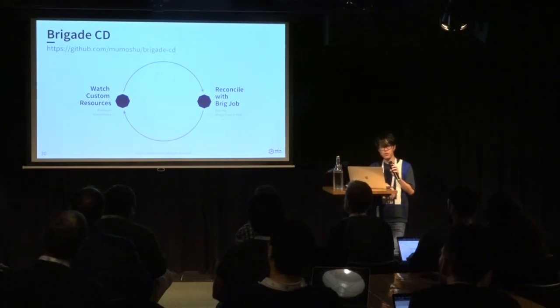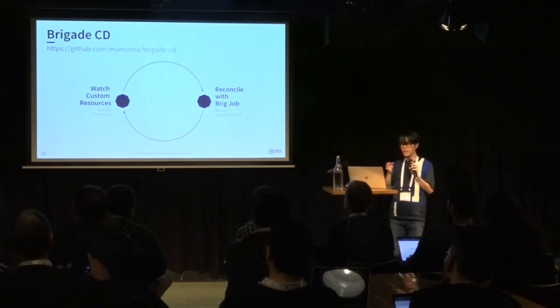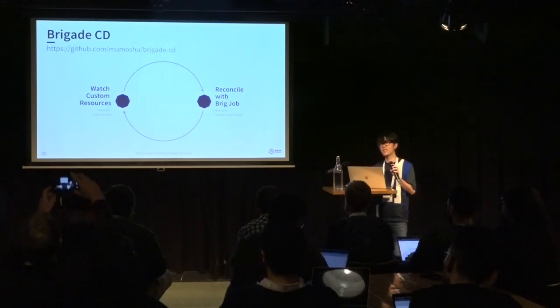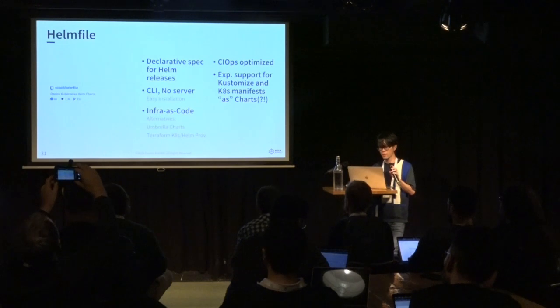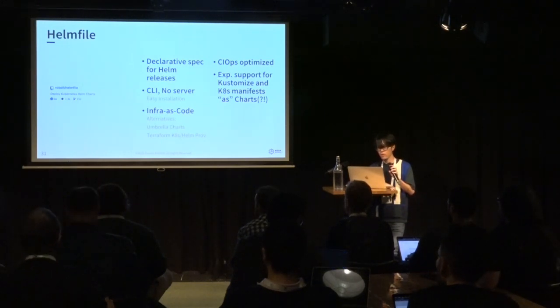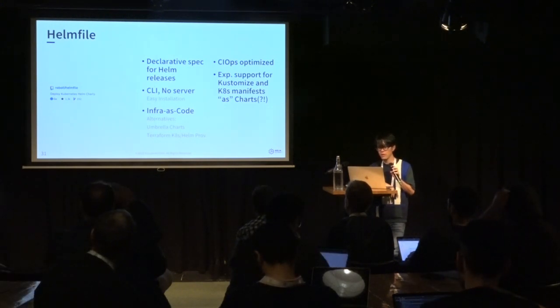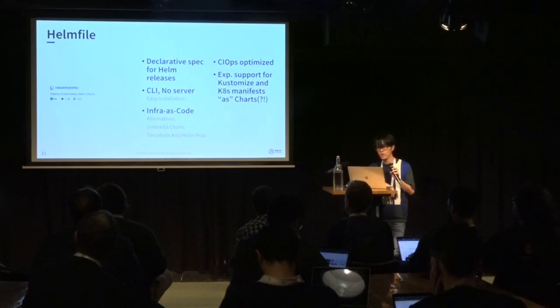Finally, there is an extension to Brigade that is called Brigade CD. This works like this. It watches custom resource changes and reconciles the custom resource with running Brigade jobs. Okay, and finally, Helmfile. Helmfile is a declarative spec for Helm releases. It is a CLI. It doesn't have a server, so it is very easy to install. It's a kind of an infra code tool, so it can be comparable to Terraform. Okay, it is very CI/ops optimized, but it can be used to GitOps too.